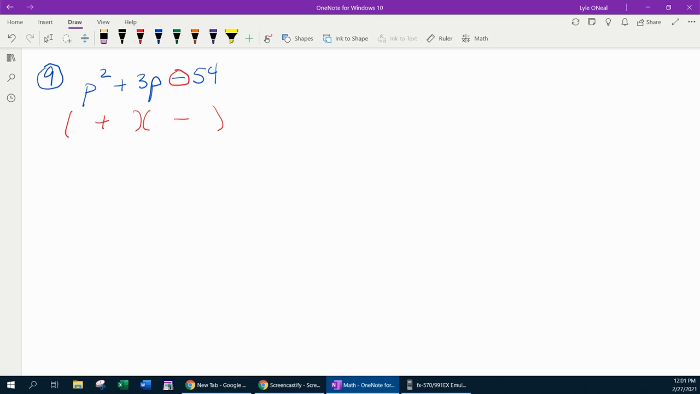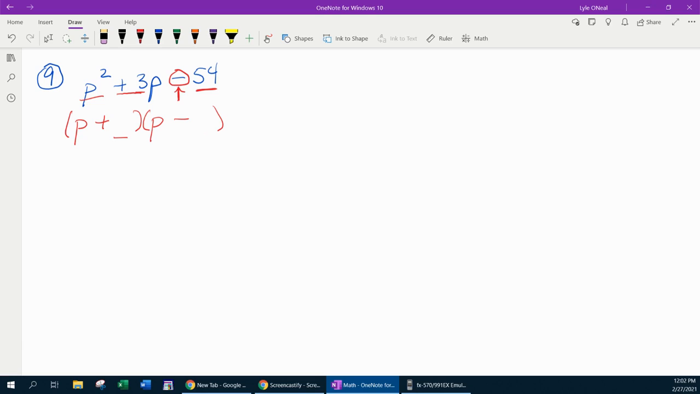And it doesn't matter what order they're in. You could put minus plus or plus minus, either way. Third ingredient, fill in the blanks. We're going to have p times p to make p squared. And then for the last two blanks, I need numbers that multiply to make 54. And this time they need to subtract to make 3. And it does need to make +3.